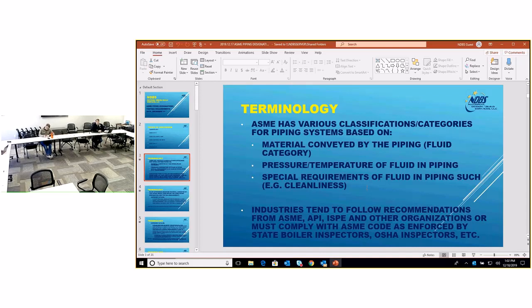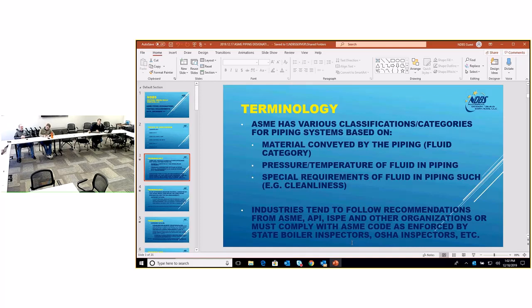We're going to, oh, hey, Dan. Somebody, sorry. Oh, that's fine. ASME also has different classifications based on the pressure and temperature of the fluid itself. So it's not just the material properties, it's the pressure and temperature of the fluid itself. And then there are some special requirements which we'll touch on with B31.3 BPE.